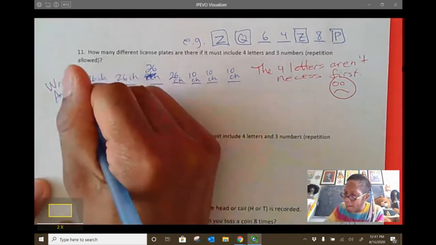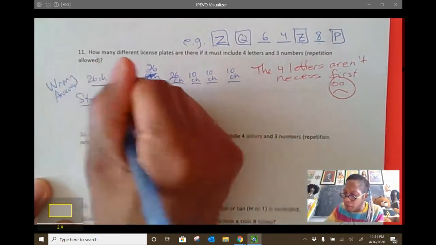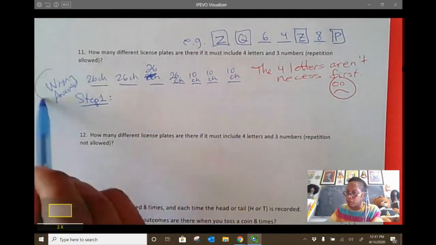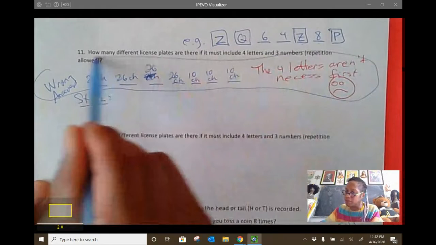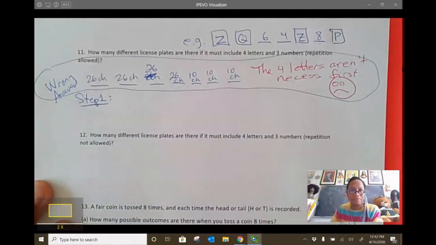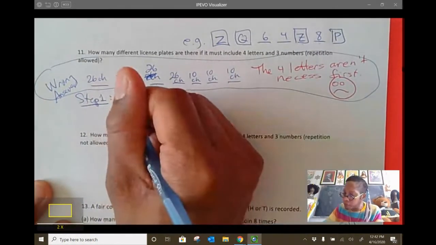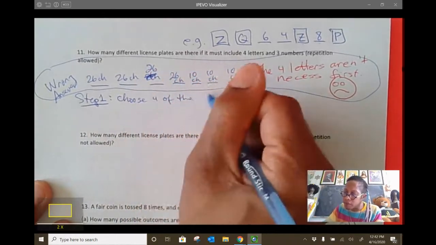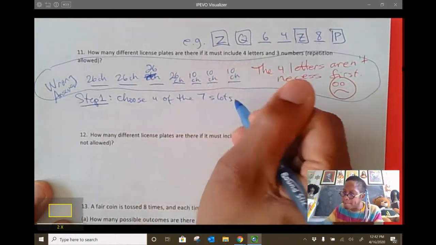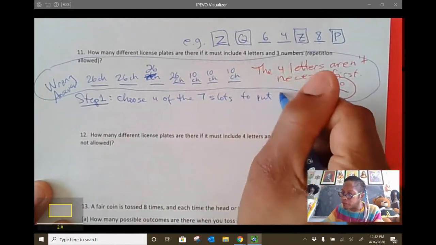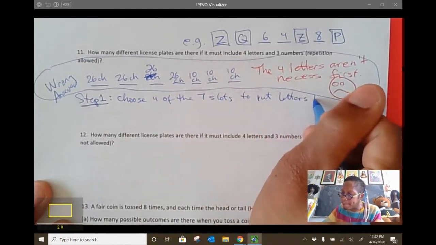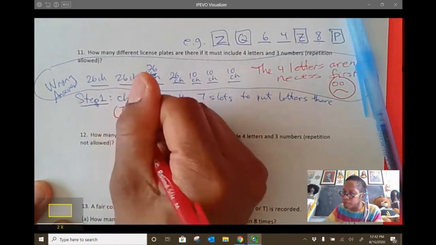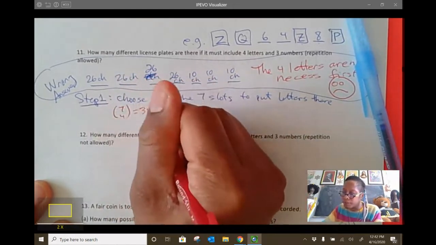So step 1. And by the way, there's always alternate ways to get the same correct answer. This is not an alternate way. This is just a wrong answer. Okay. So step 1, we're going to choose 4 of the 7 slots to put letters there. And how many ways can I do that? Well, there's 7 slots. Choose 4 of them. And that's 35 ways.